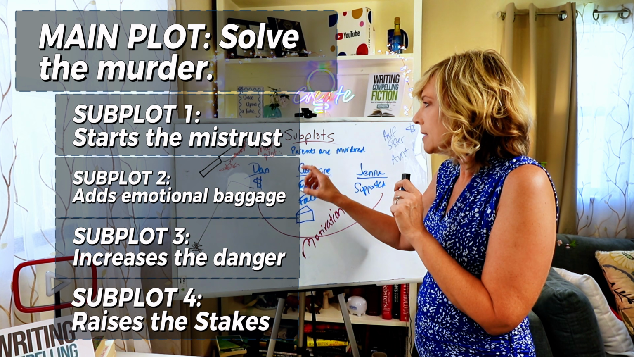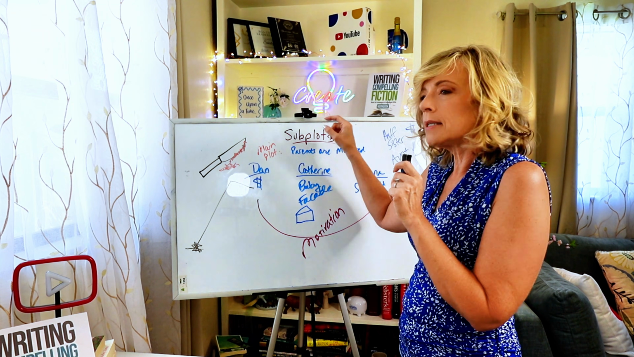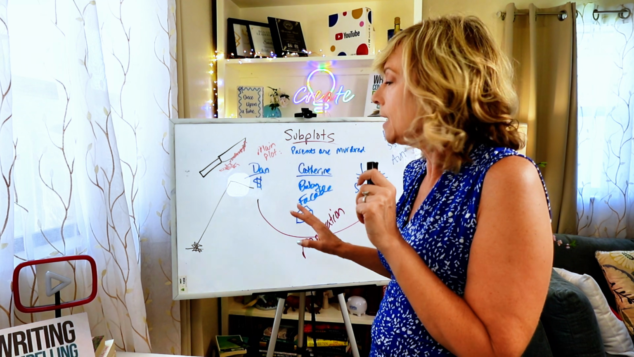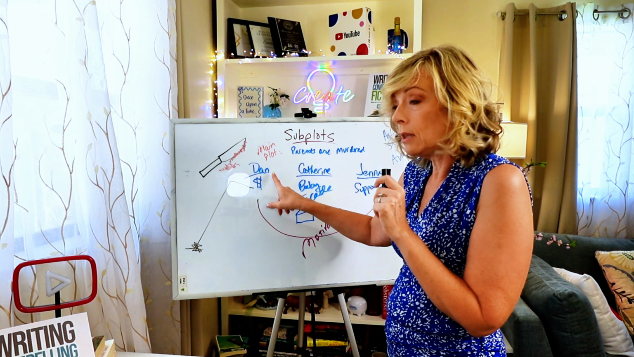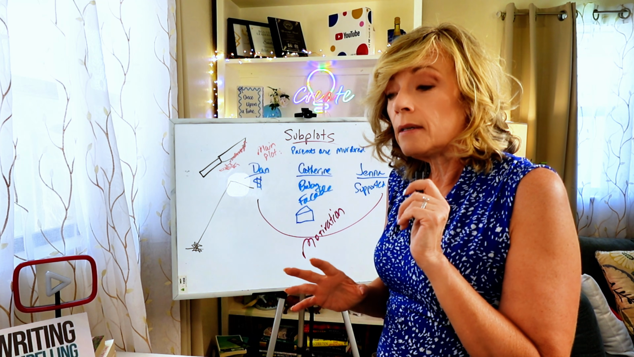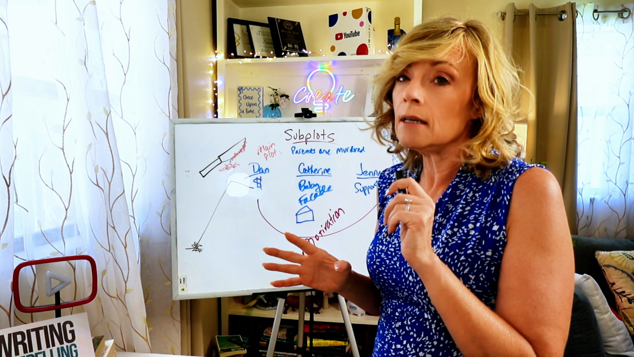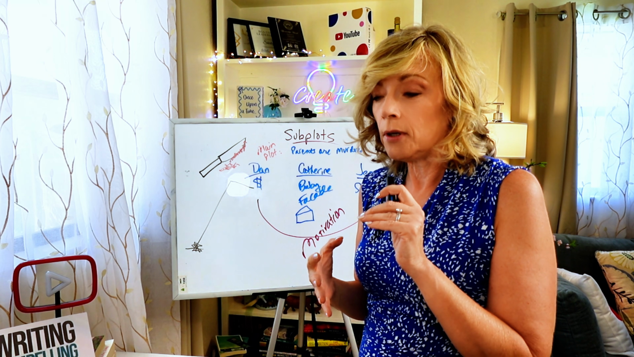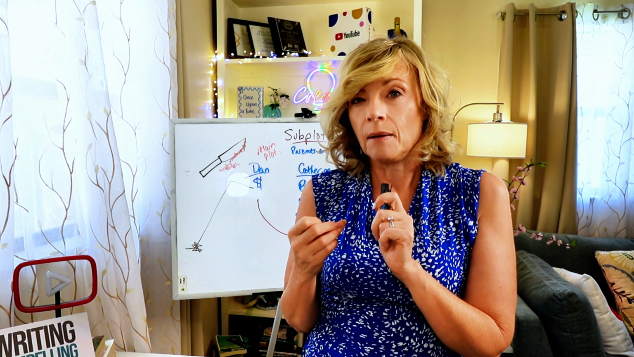Each of these subplots ties into the main plot and creates more and more stakes, makes it more and more interesting. And each thing that you learn about these characters, like their spouses, who all have their own secrets to hide, makes you suspect every single person in this book. I honestly didn't figure it out until like a chapter or two before the actual murderer was revealed. That's the key to making a subplot really work.